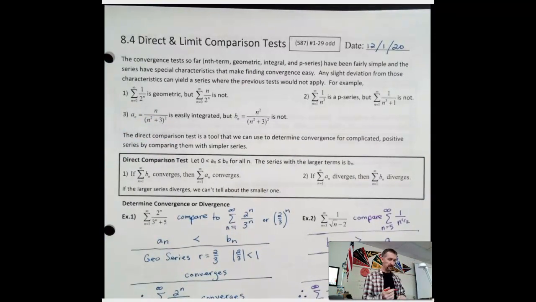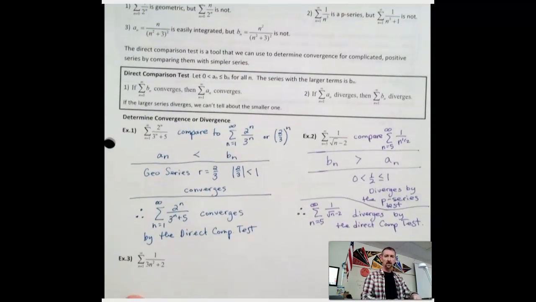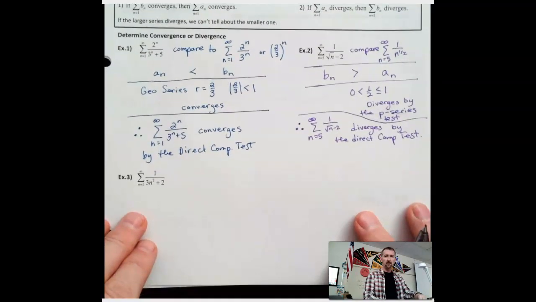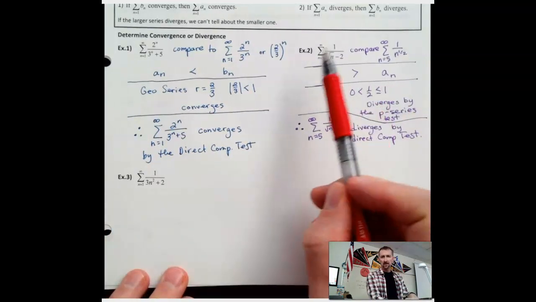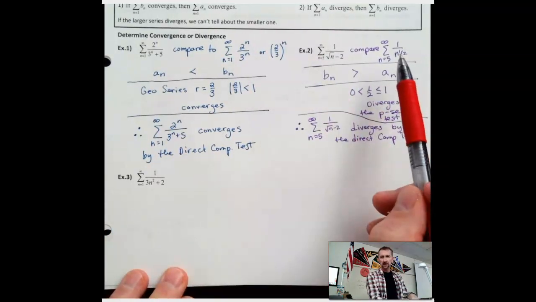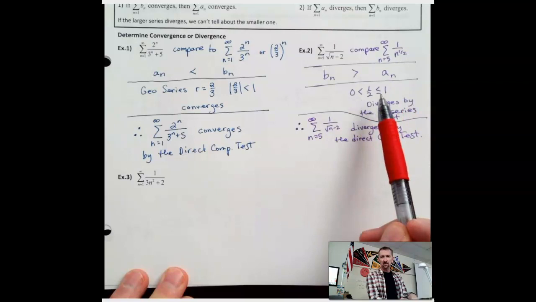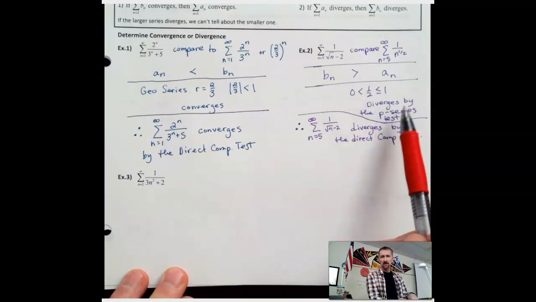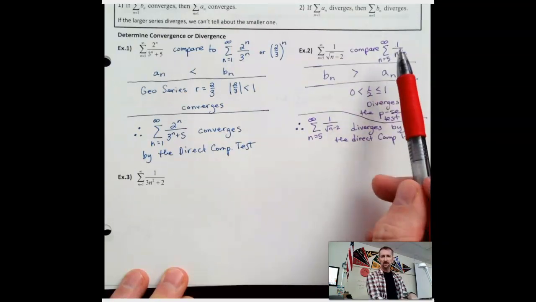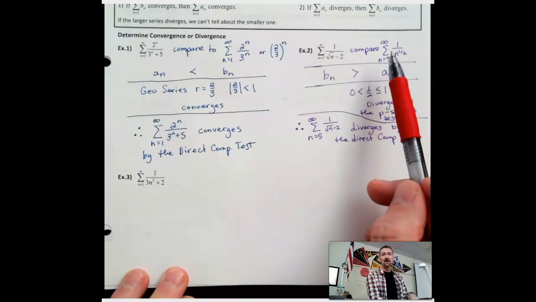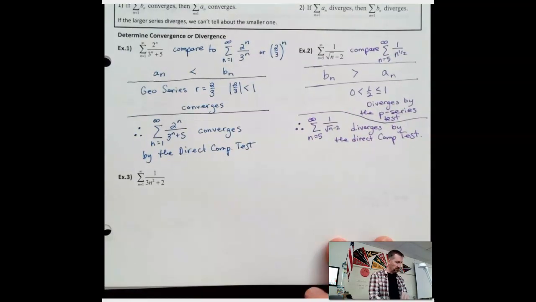Alright, so let's try that one more time. And it looks like maybe you couldn't see some of that under there. So we're comparing those. This one's going to be greater. So here, that's p. p is 1/2. If p is between 0 and 1, including 1, then it diverges by the p-series test. Since the smaller series diverges, the larger series must diverge also.